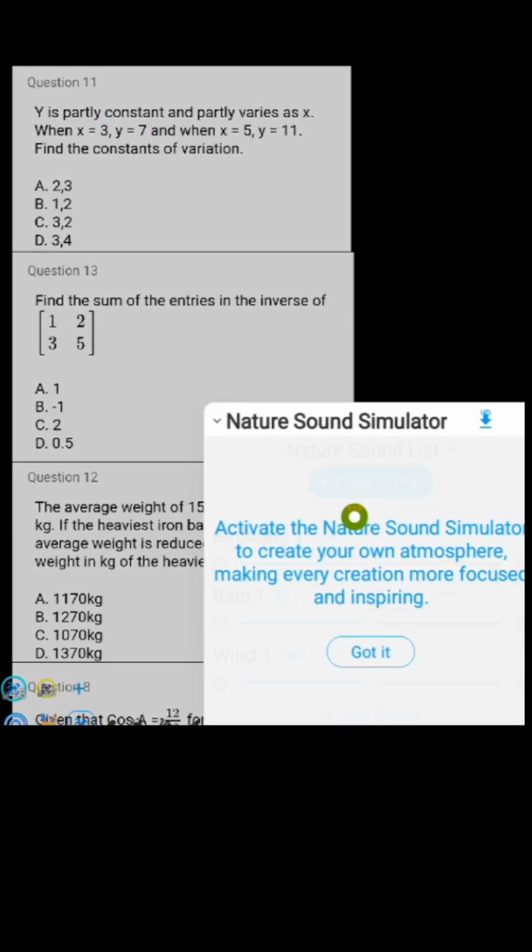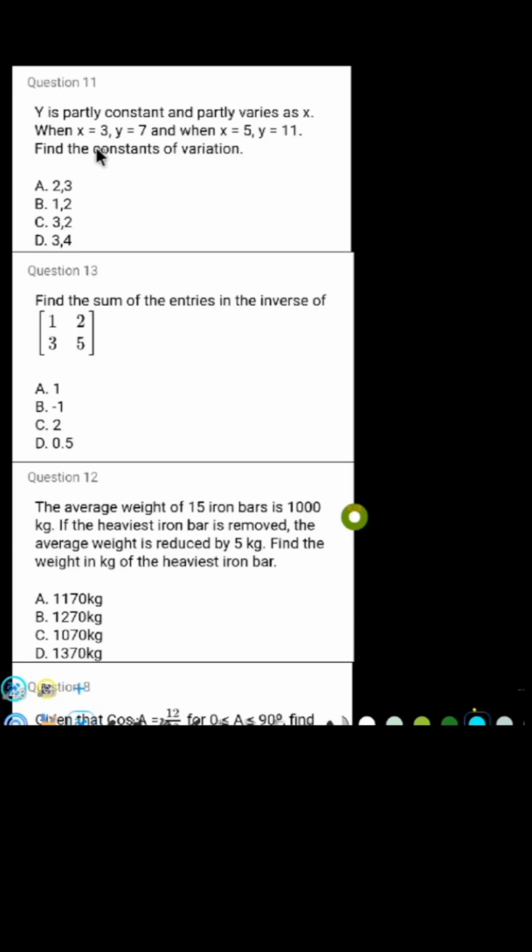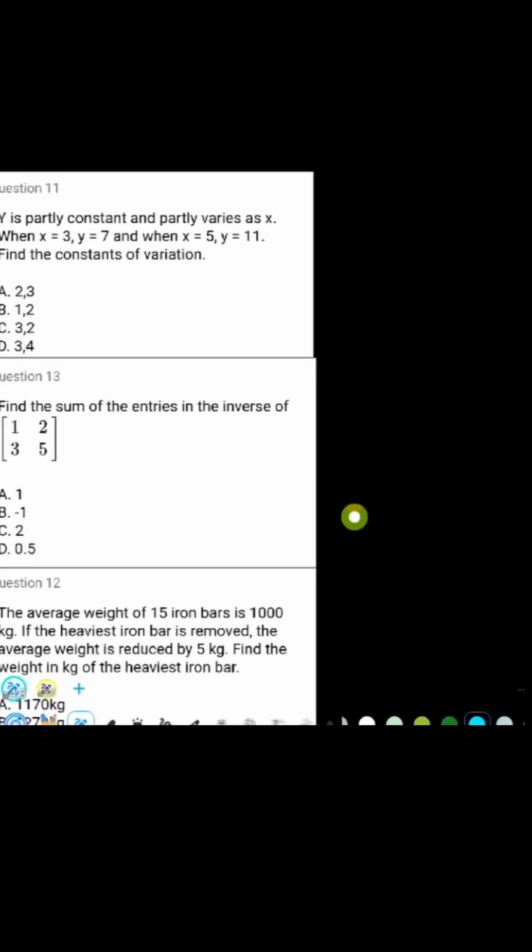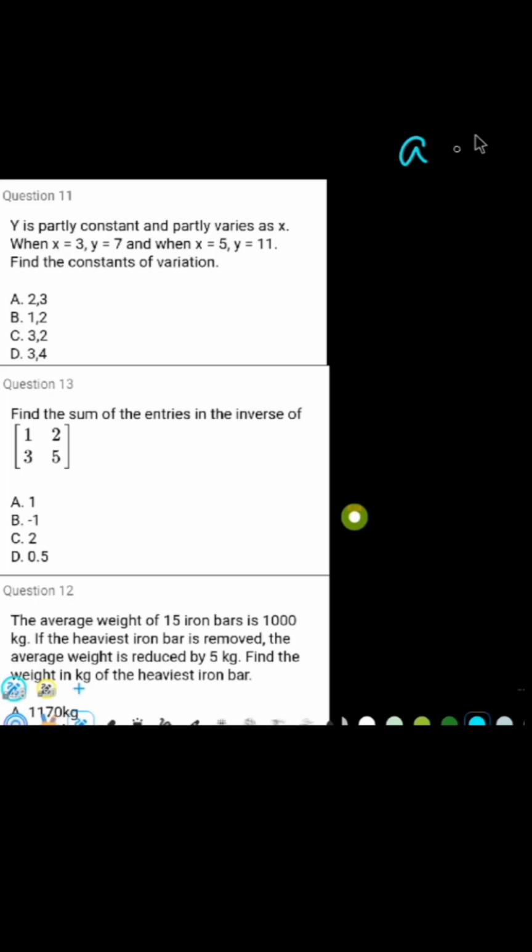And when x is equal to 3, y is 7. And when x is 5, y is 3. You have to find the constants of variation. So in partial variation, you use 2 constants. So in this case, I'm going to make the constants to be a and b. So let the constants be a and b.